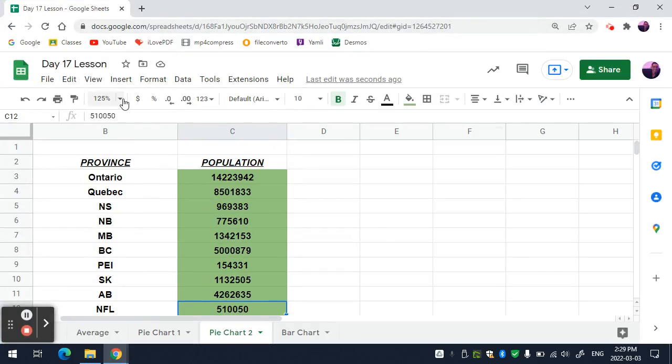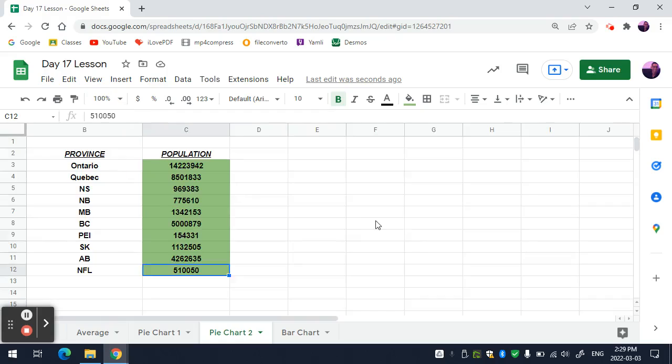Okay. What do I do now if I just want the chart? What's the first step? Highlight. So you highlight not the name of the column, but the first actual entity, which is Ontario. And then you go here. All right, let's do this.